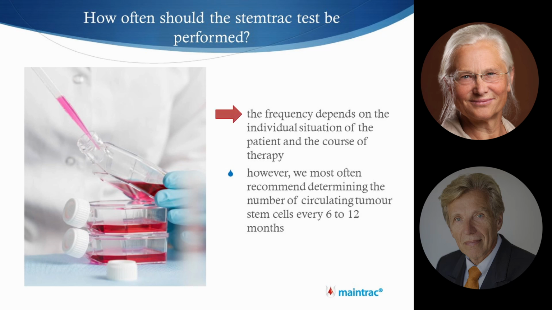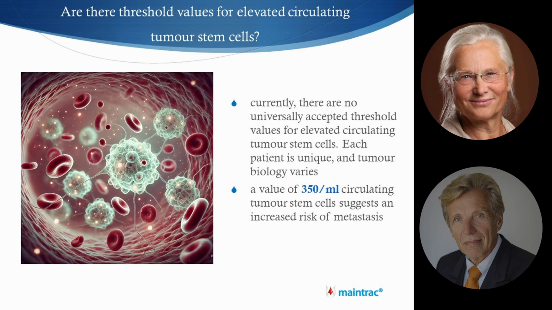And how often should the stemtrac test be performed? Well, the frequency depends on the individual situation of the patient and the course of the therapy. However, most often we recommend determining the number of circulating tumor cells every 6 to 12 months. Are there threshold values for the circulating tumor stem cells? Currently, there are no universally accepted threshold values for elevated circulating tumor stem cells, because each patient is unique and the tumor biology varies. But we have seen that a value above 350 per ml of circulating tumor stem cells suggests an increased risk of metastasis development.